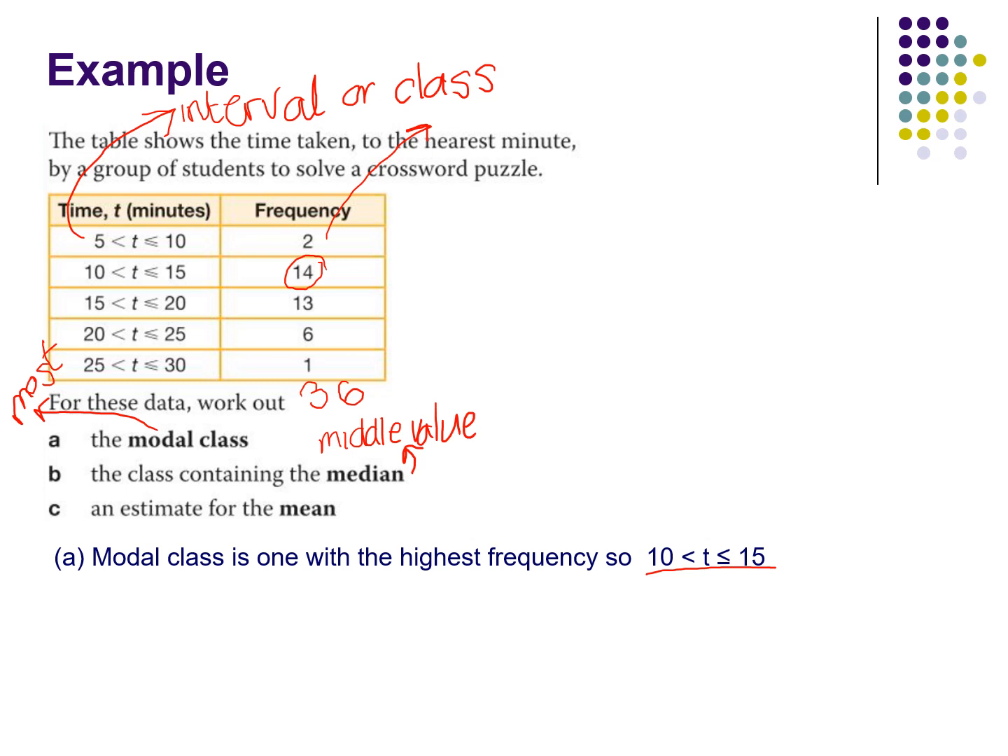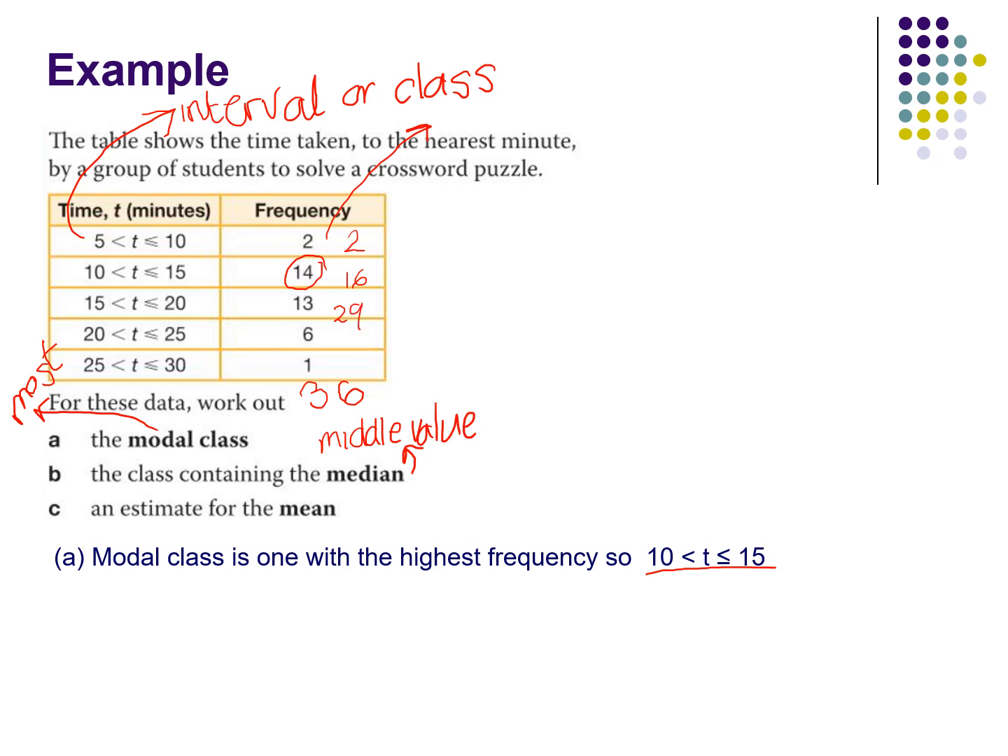So they're already ordered. So what we can do is we can have a look at the frequencies and we can kind of add them up as we go along until we get to the 18th and the 19th one. So in this first interval, there's going to be 2 values. Okay, first interval, there's 2 values. Up to the end of the second interval, there's 2 plus 14, which is 16 values. And up to the end of this third interval, 2 plus 14 plus 13, which gives me 29 values.